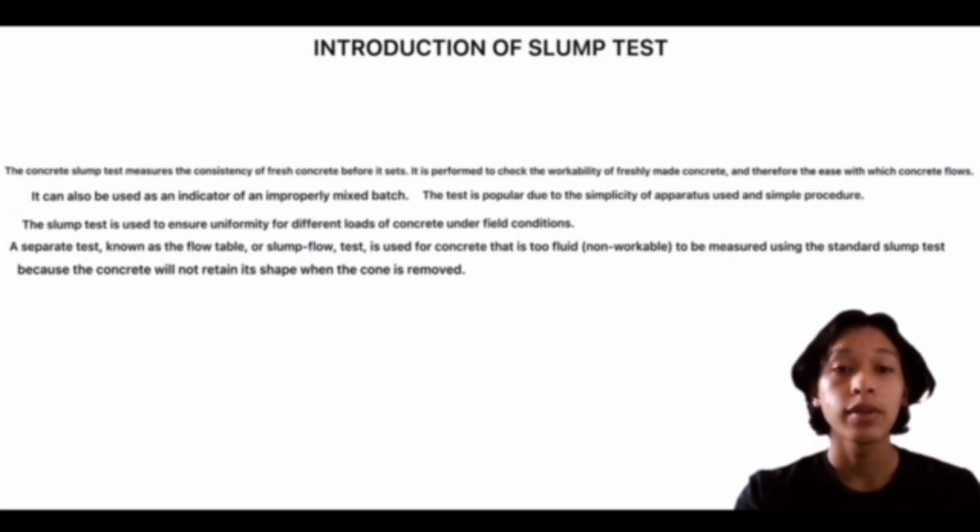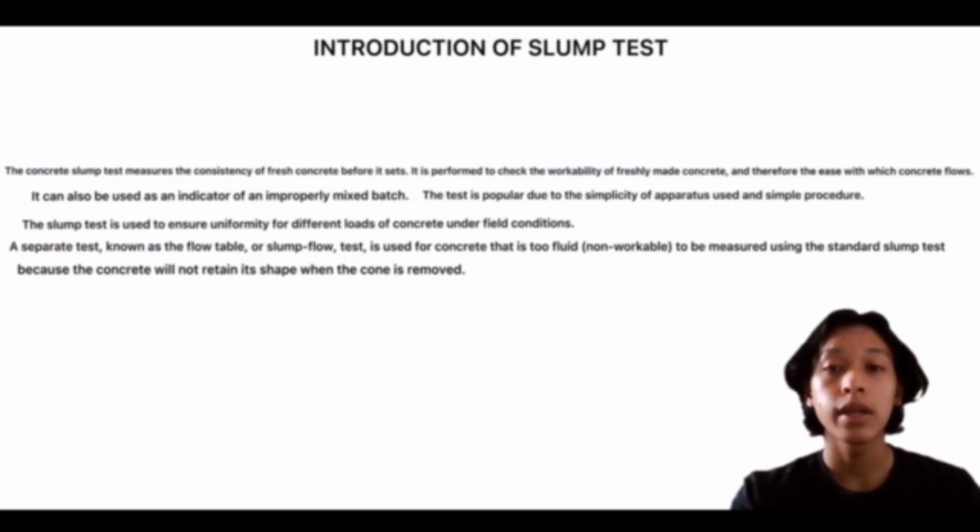Today, we will present the topic of the slump test. As we know, the concrete slump test is used to determine concrete workability or fluidity, and also indirectly to determine concrete consistency or stiffness.